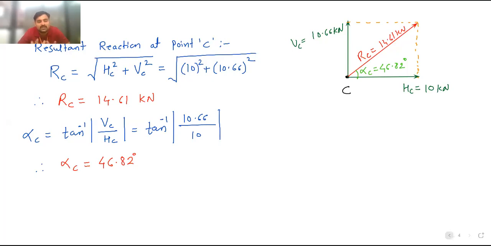And the examiner knows that while checking the paper. The examiner knows that the answer will be near to this and this, so you will get the marks for that. Don't worry about it. Okay. Anything else you want to ask?